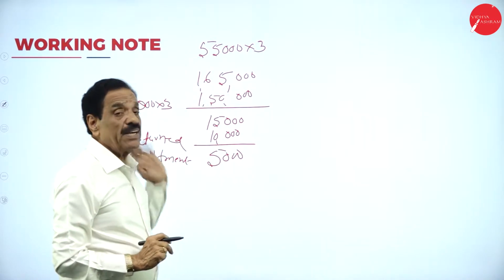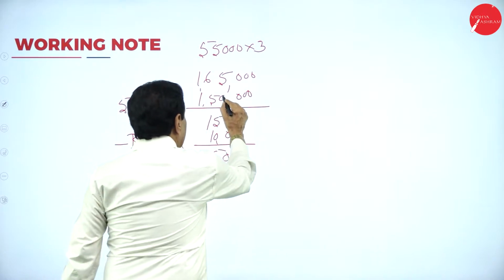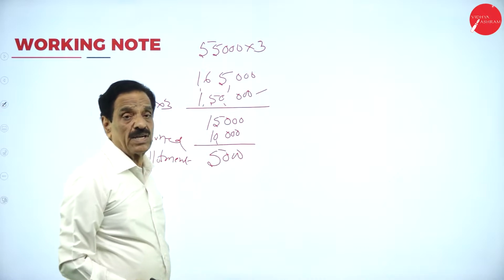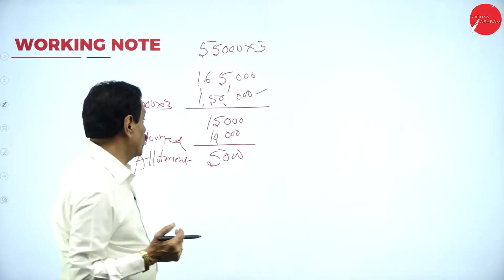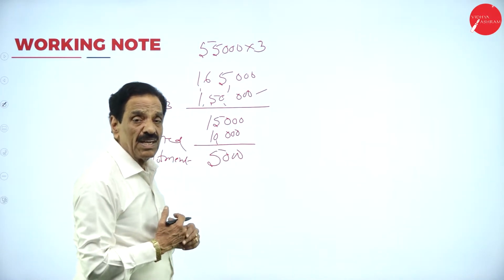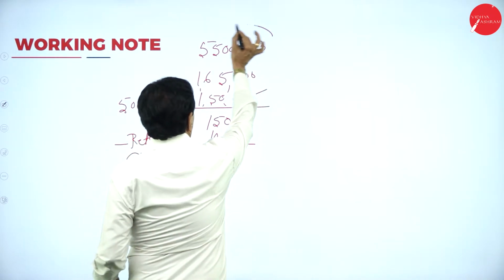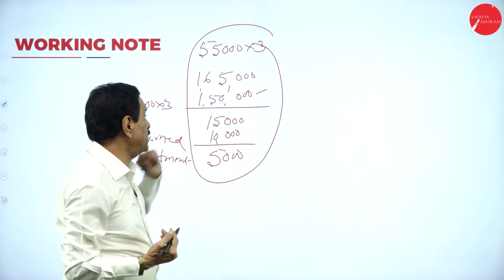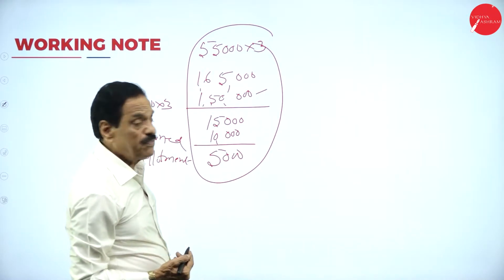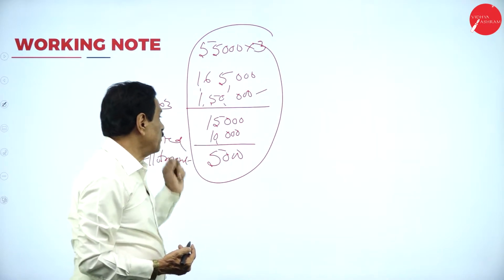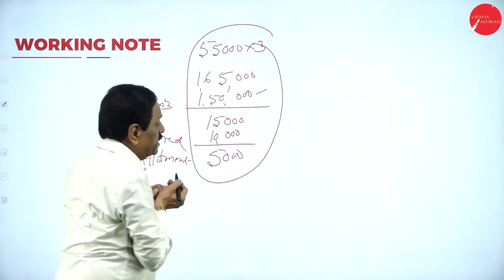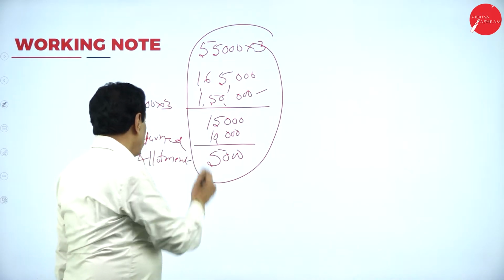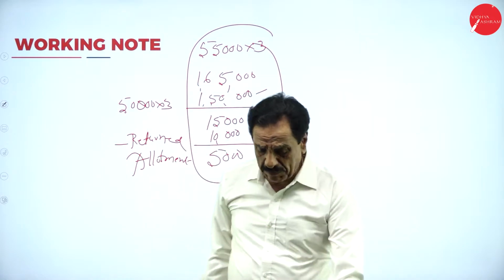1,65,000 on 55,000 shares. Actually, we require 1,50,000. How much excess is there? 15,000. How much money is returned? 10,000. How much is left? 5,000 adjusted to allotment. This you have to remember. You receive 1,65,000, but here 1,50,000 is required. So 15,000 excess is there. Out of that, 10,000 is returned, and 5,000 is adjusted to the allotment account.